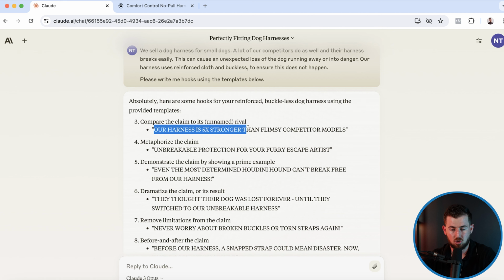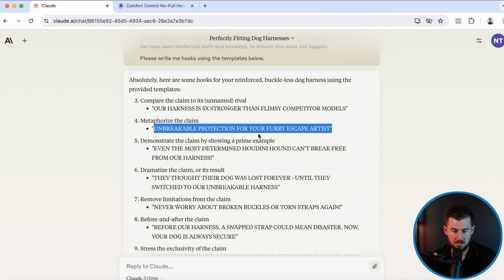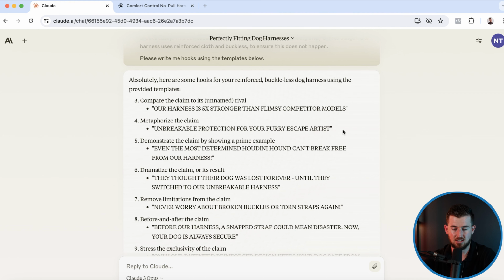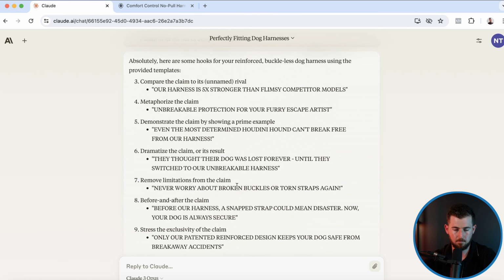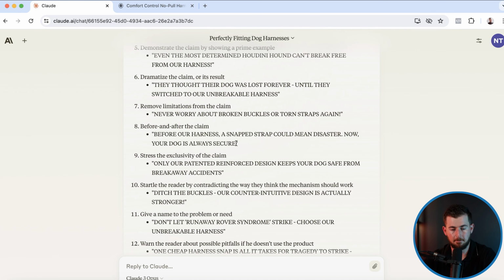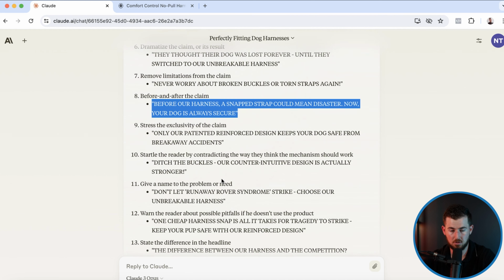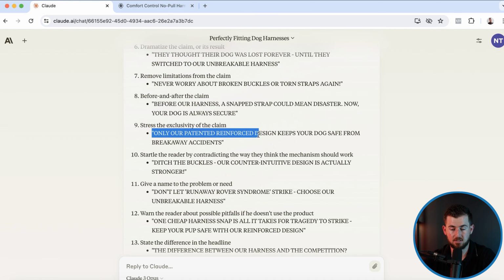Our harness is 5 times stronger than flimsy competitor models. Unbreakable protection for your furry escape artists. That's not bad right here, but the only thing is it goes down the furry escape artists route. So I would probably change this up to fit more around the harness breaking. Let's see. Never worry about broken buckles or torn straps again. That's a good one. Before our harness, a snapped strap could mean disaster. Now your dog is always secure. Only our patented reinforced design keeps your dog safe from breakaway accidents.